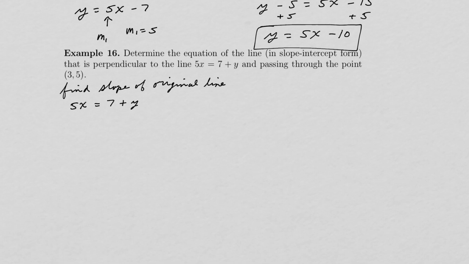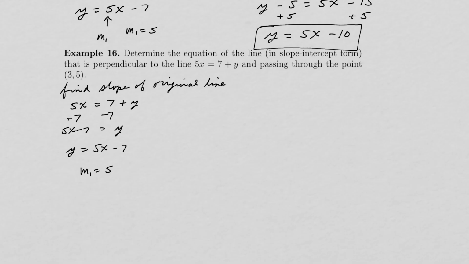Right, so I can either bring the 7 plus y to the left to start with, or if you want, you could just do this. I could subtract 7 from both sides, and then I have y equals 5x minus 7. That's the same thing as writing y equals 5x minus 7. Right, it doesn't matter what side I write it on. So I can switch sides later if I want. In either case, we know that m1 again is 5. The slope of the original line is 5.